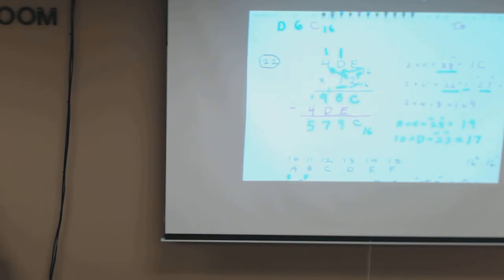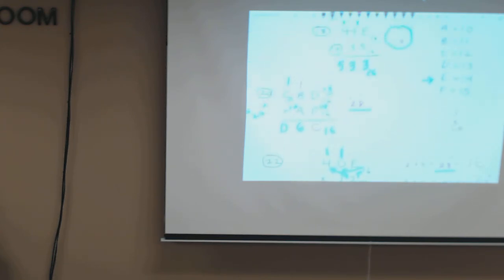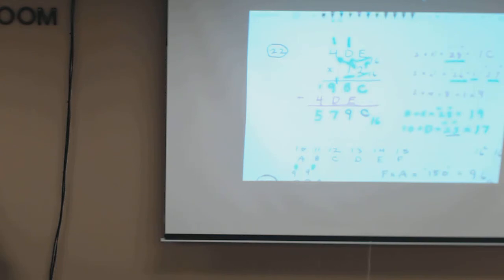Maybe change this to black. The C came down. So I put down the 9 and carry the 1. Then I have 9 and 1 is 10, and D is 10 and D is 23, because D is 13. Is that right? Yeah. So how do I say 23 in base 16? 1, 7. So I put down a 7 and carry a 1, and 4 and 1 is 5.